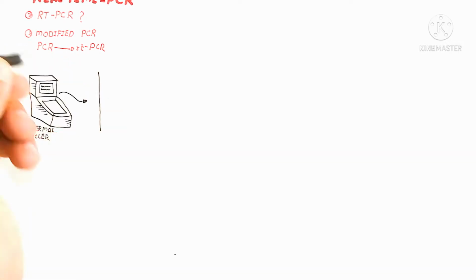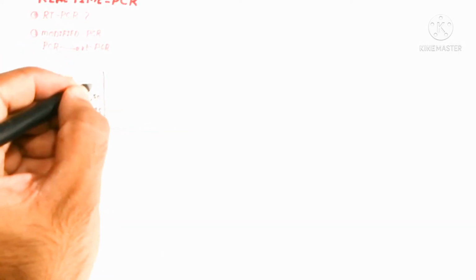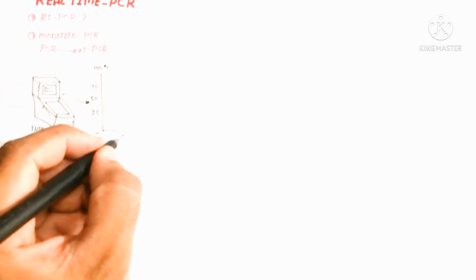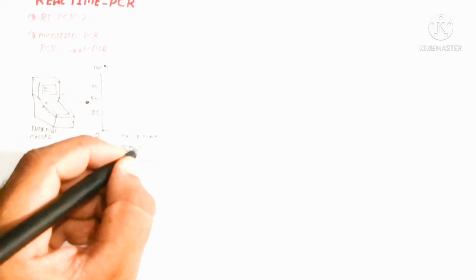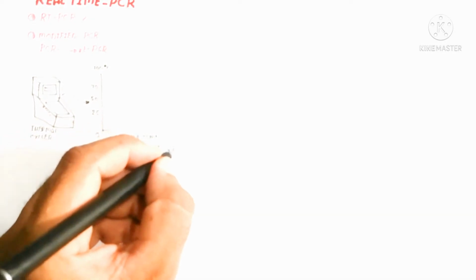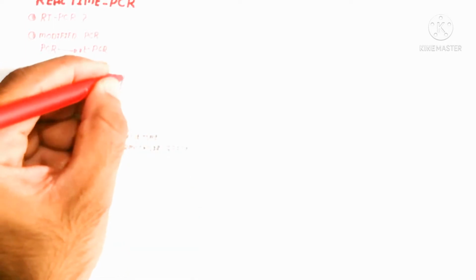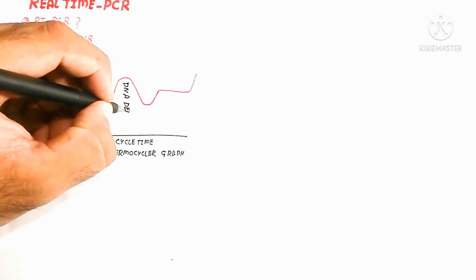Here is the thermocycler, and we will first discuss an overview of the PCR just to understand. Here is the graph shown in the thermocycler, showing the DNA denaturation during the cycle time. When the temperature gets near 100 degrees Celsius, the DNA will be denatured.